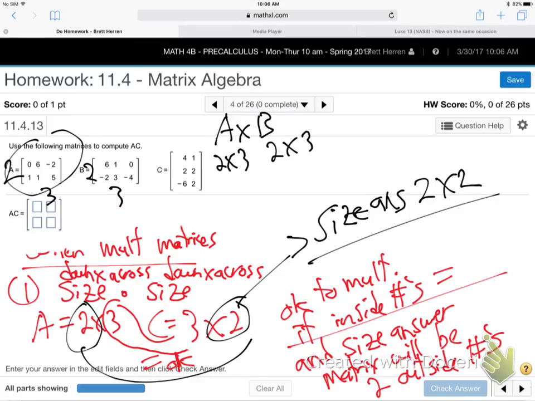So this is 2 by 3. This is 2 by 3. Do the inside numbers match? No go. In other words, you can't even multiply, at least in this case, the same size matrices. But some different sizes are allowed. This is a weird rule, isn't it? Couldn't multiply A times B. But you can multiply A times C, and the answer will be a 2 by 2. All right, get that copied down.